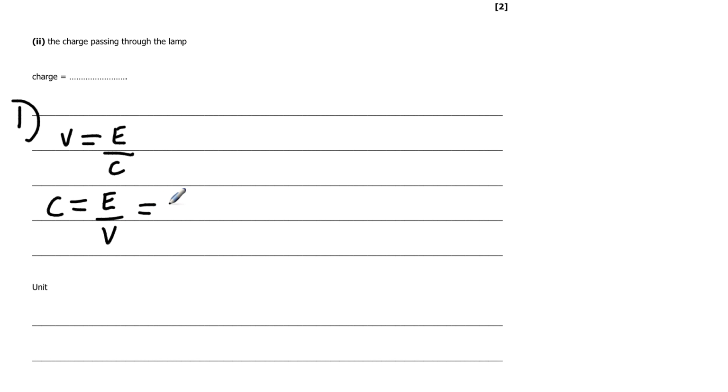Energy we calculated in the last question, which was 129,600, and divided that by the voltage, which was 12, and that should give us 10,800. And we're asked for the unit as well, which is coulombs.